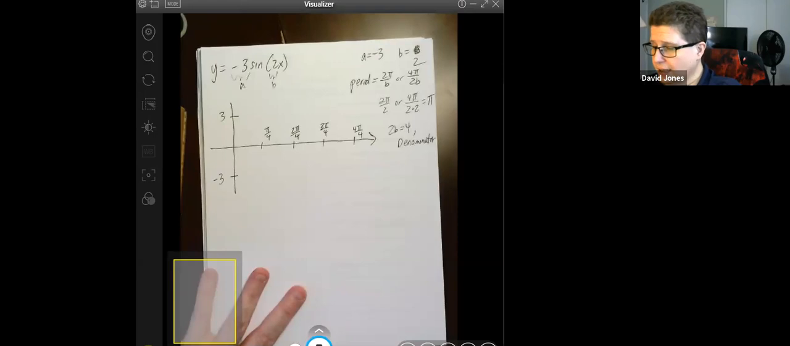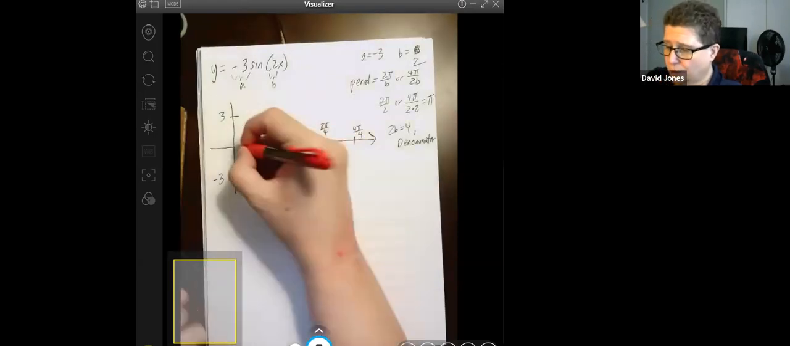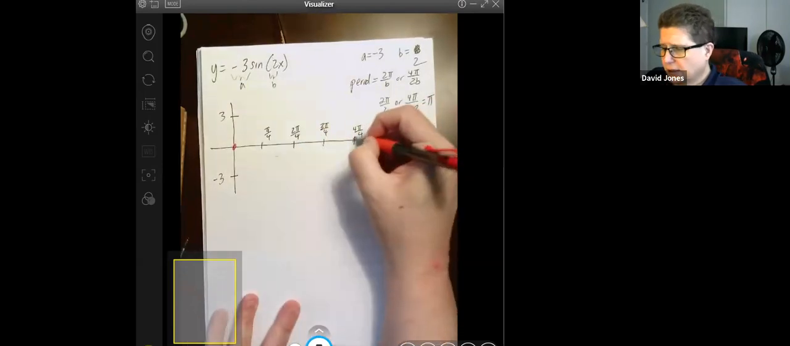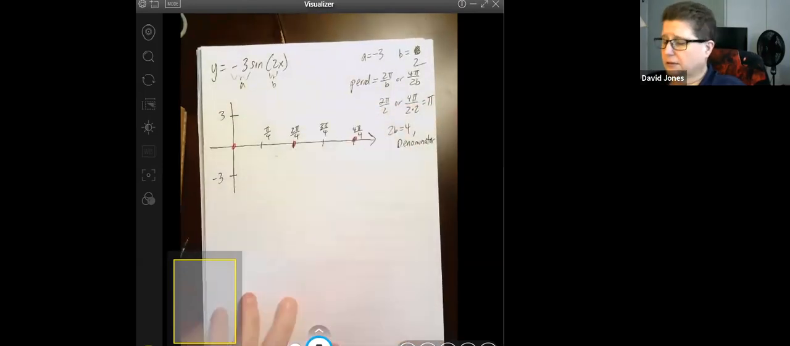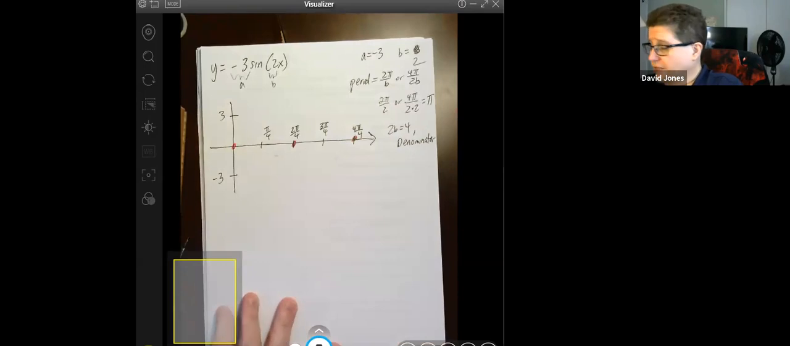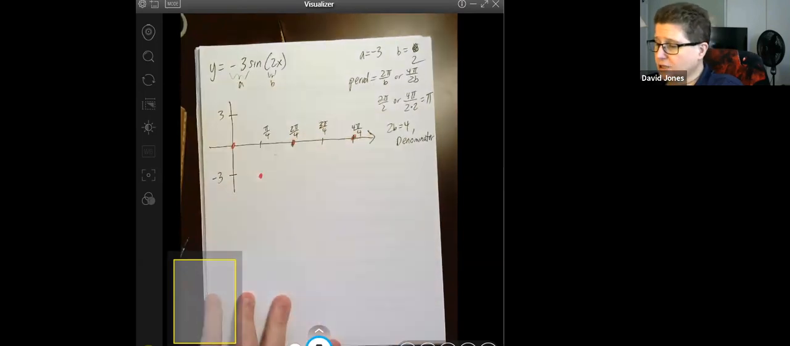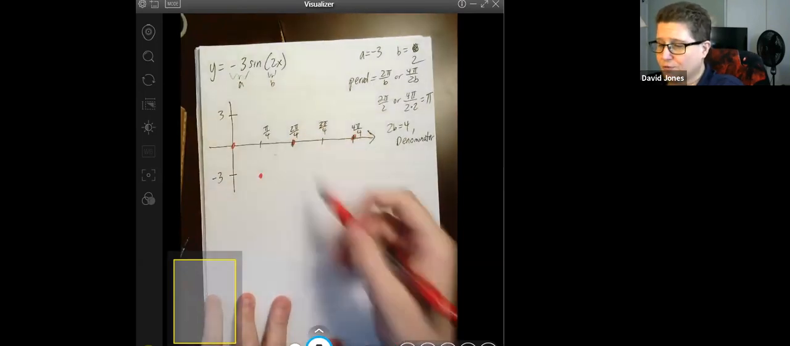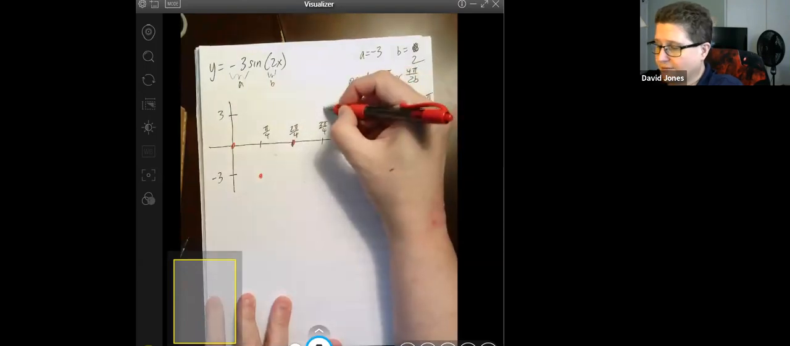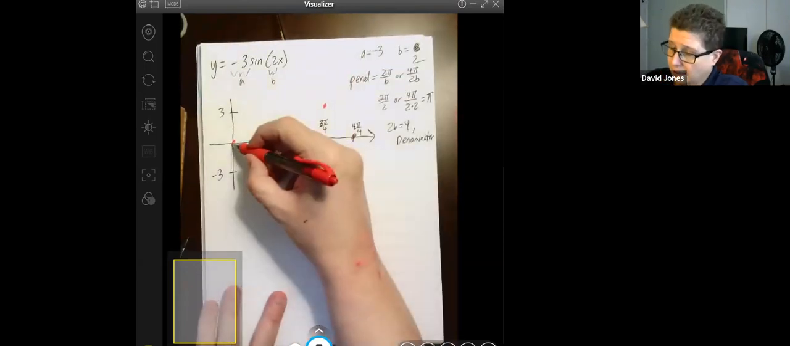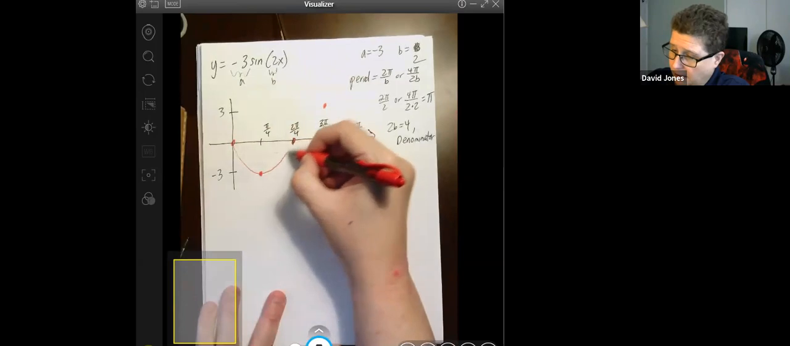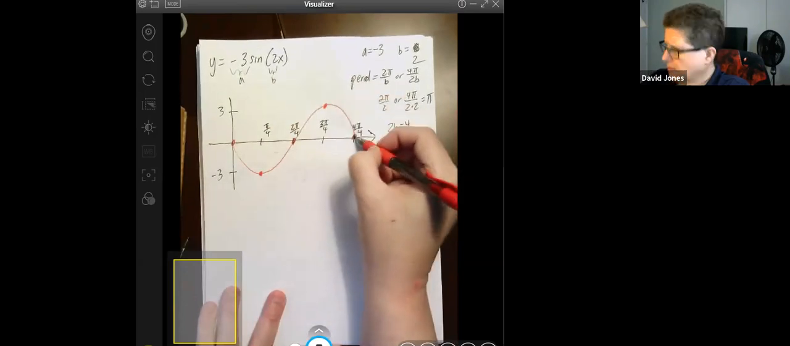And for sine, the sine had the endpoints equal to 0, the midpoint equal to 0. The first quarter point equaled a, which is negative 3. And the last quarter point was negative a, so negative negative 3 is positive 3. Okay.